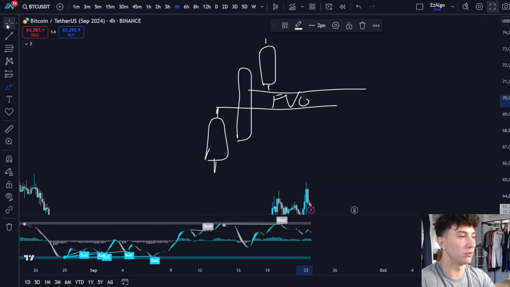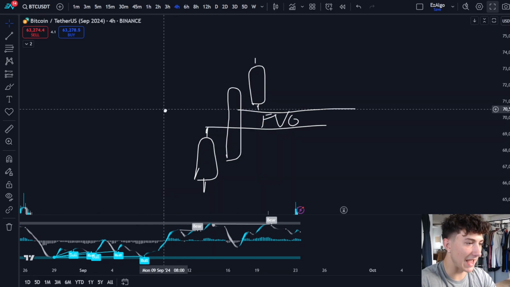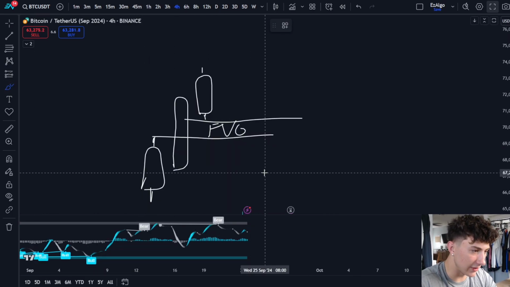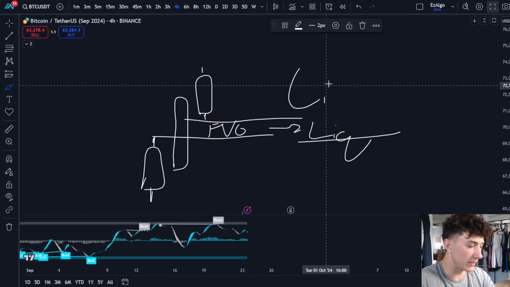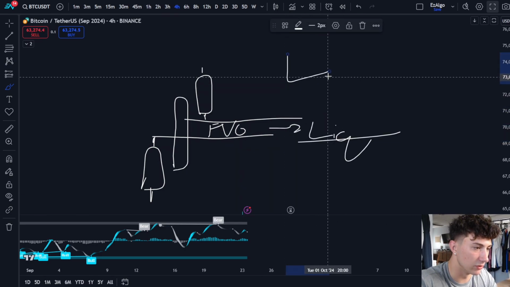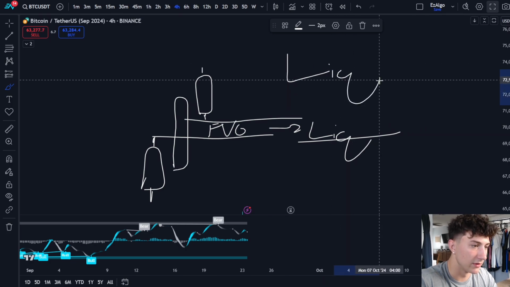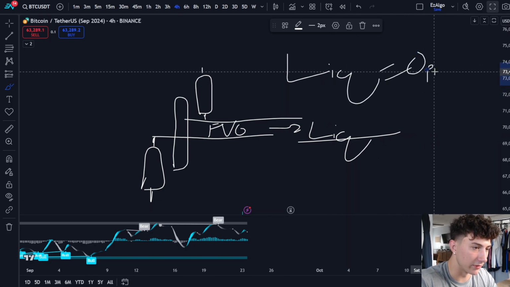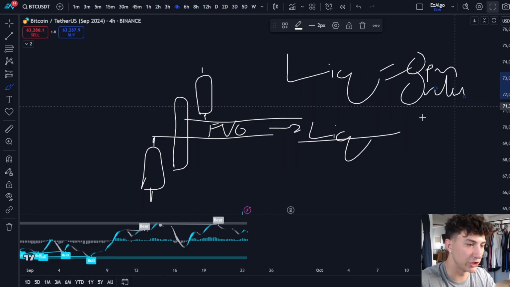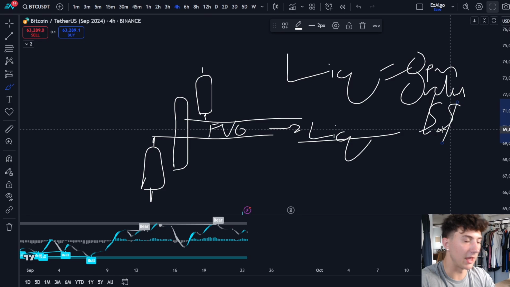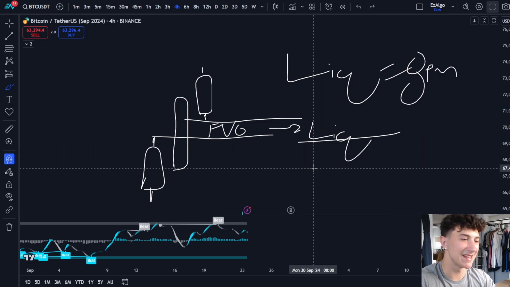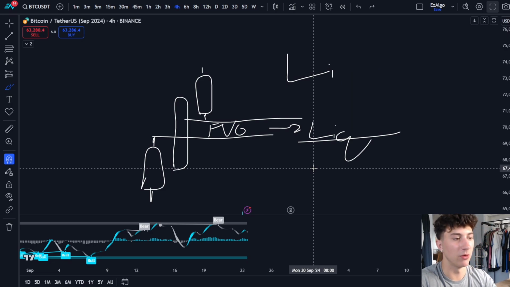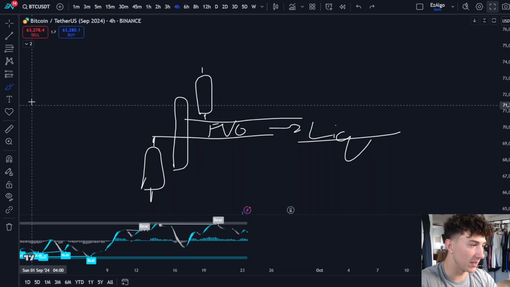So what does this gap mean? Well, in theory, it means that there is liquidity here. Liquidity, for those of you that don't know, I'm going to make this video as if I'm talking to a school child, so liquidity equals open orders, or, apologies for my handwriting, money. Money and open orders is what actually moves price. Price seeks liquidity in the markets. So a fair value gap, in theory, is liquidity.